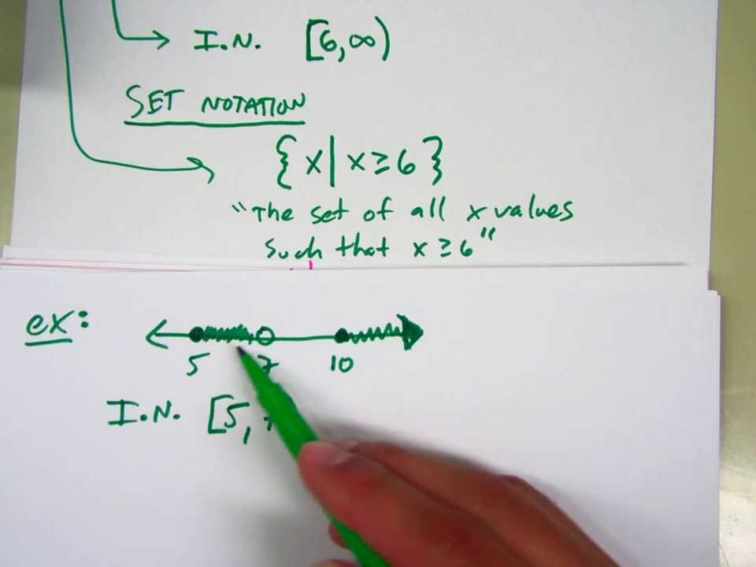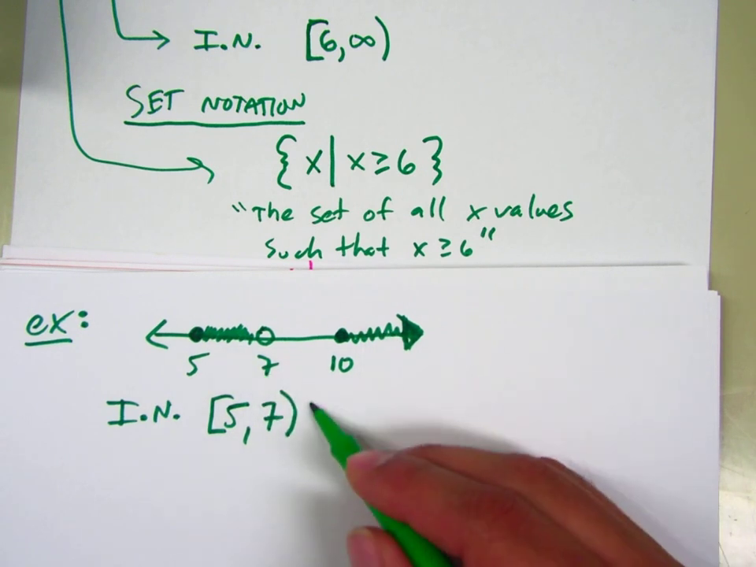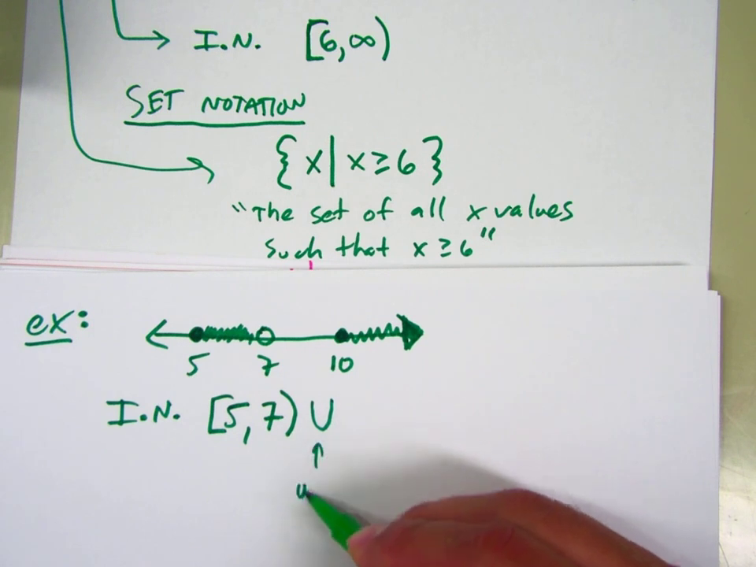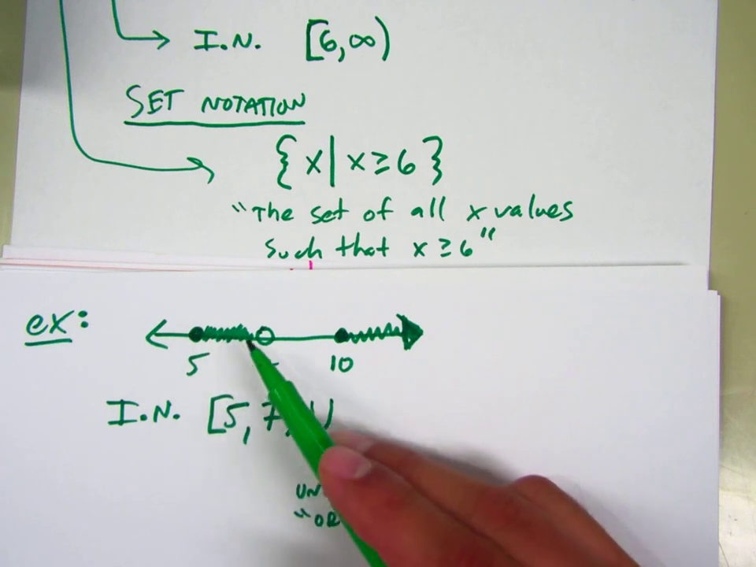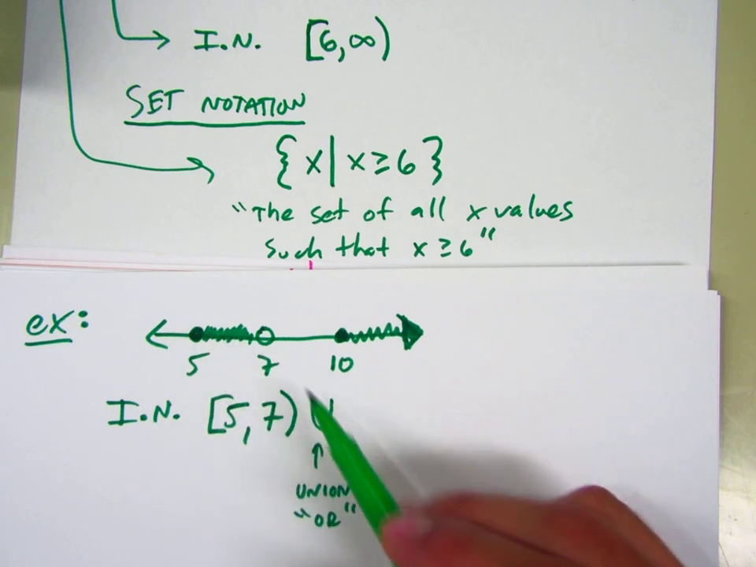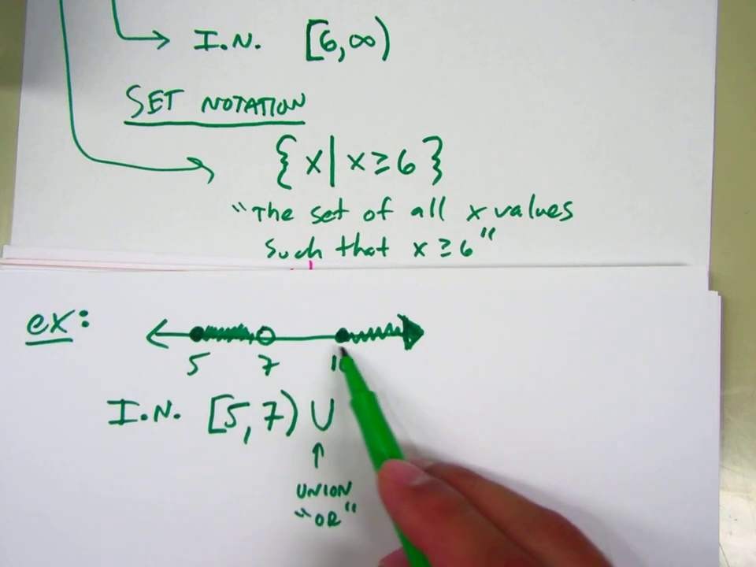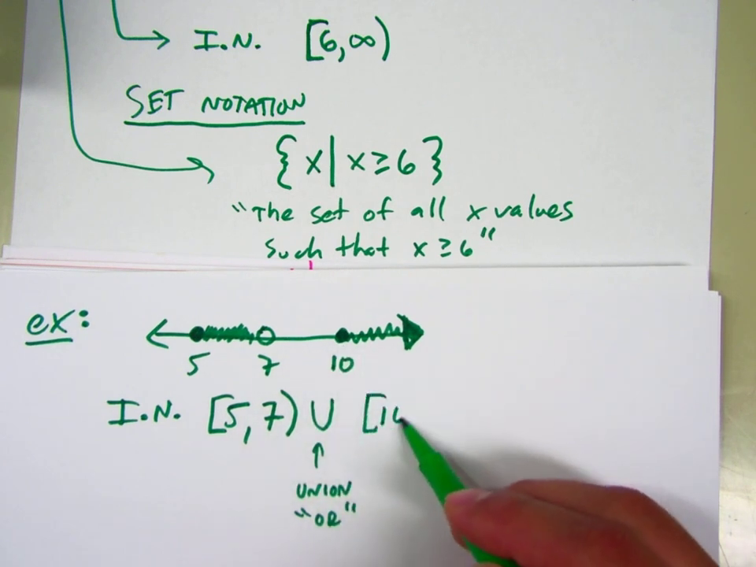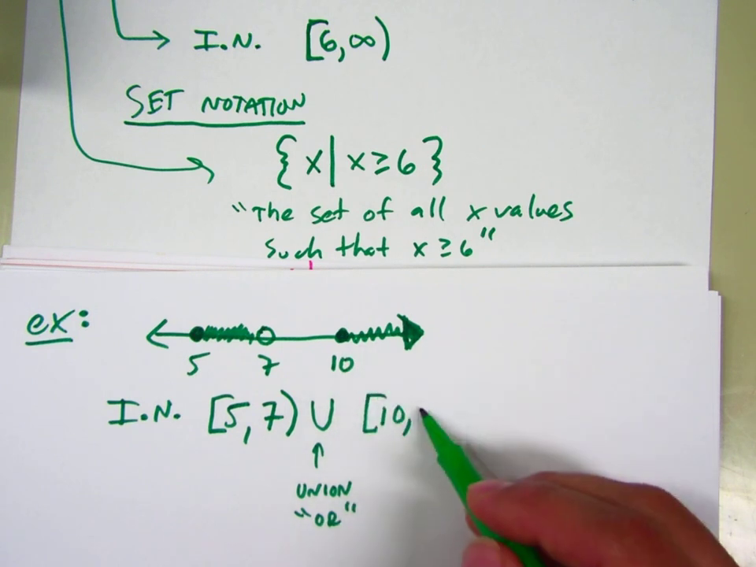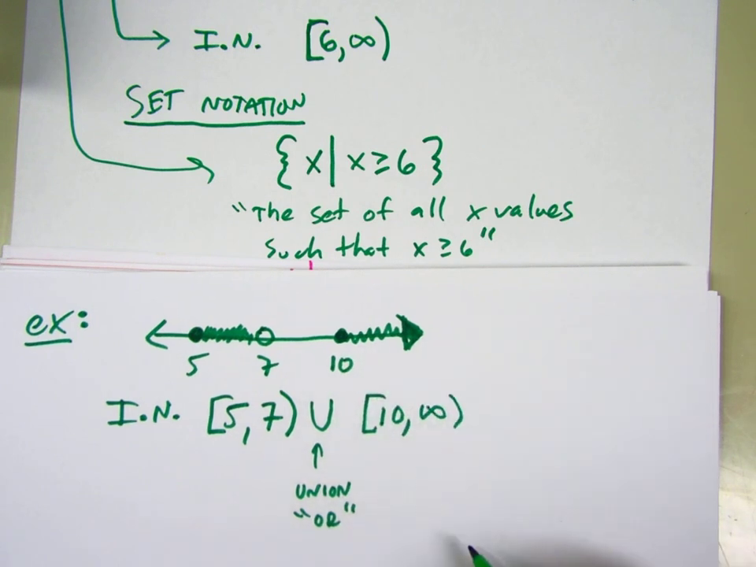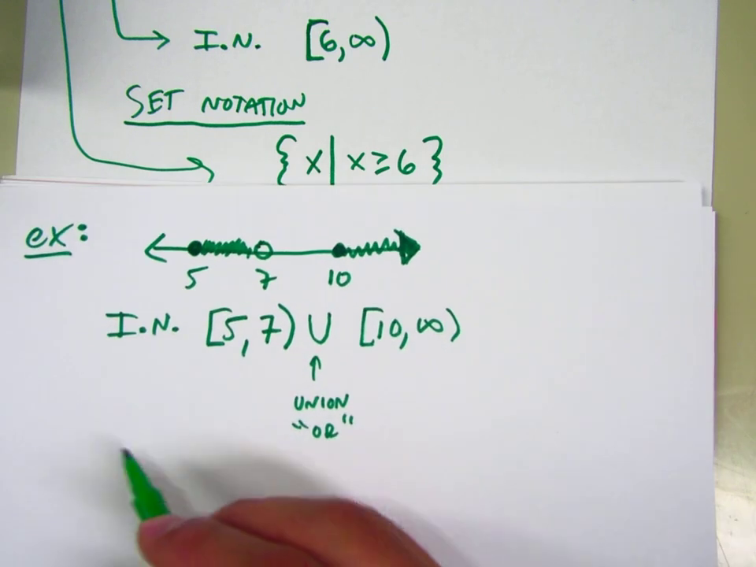And since we have another section that works, we use this symbol that stands for union, which is just a fancy way of saying or. So our answers are between 5 and 7, not including 7, or, again going from left to right, this section starts at 10, and it's filled in, so that's a bracket, and we go to infinity, so that's going to be with a parenthesis. So that's the interval notation.